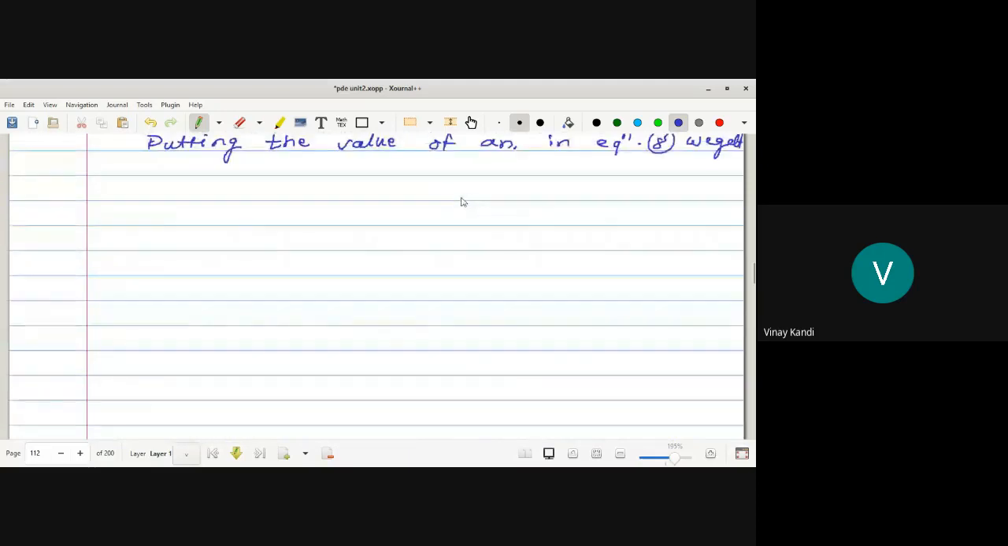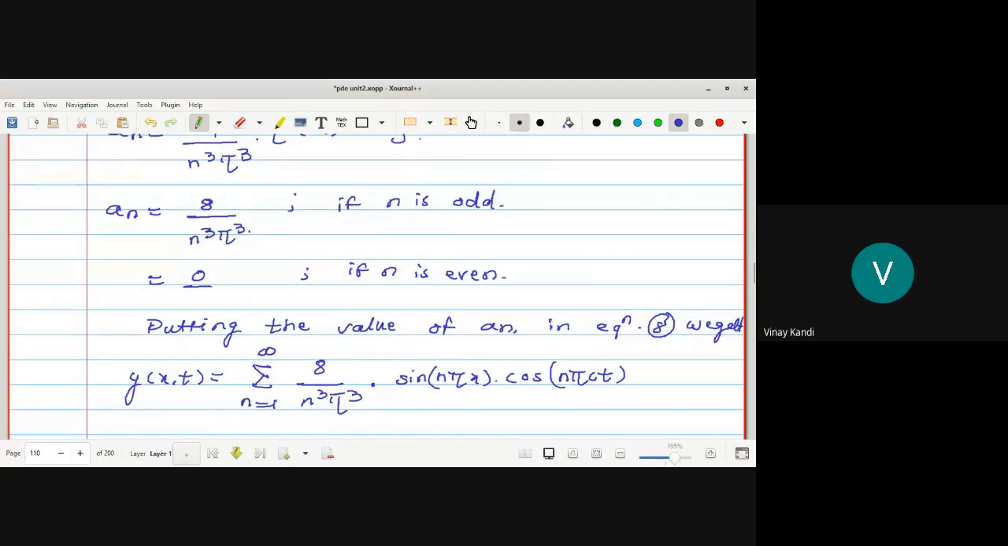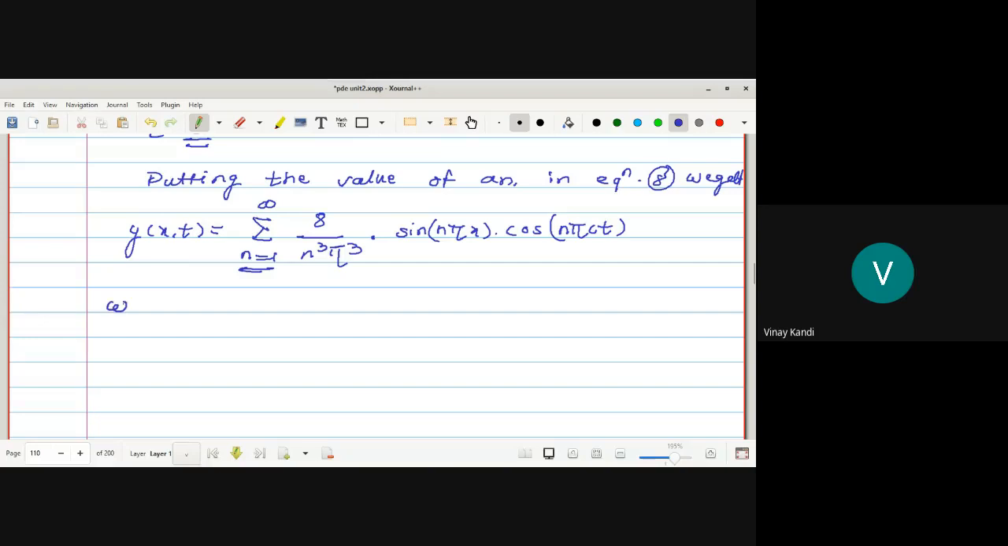So we get y of x, t, y is the function of x, t, equal to summation n running from 1 to infinity 8 upon n cube pi cube. If n is even, 0 will come, so there is no problem, we can add it anyway, into sin n pi x into cos n pi c t. We can add both even terms and odd terms because for every even n this whole term will be 0. Only when n is odd will this 8 upon n cube into pi cube come.